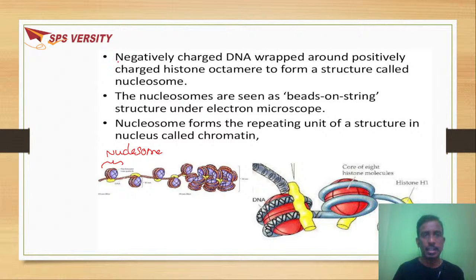The DNA is negatively charged. It wraps around the positively charged histone proteins to form a nucleosome, and nucleosomes look like beads on a string. The nucleosome forms the repeating unit of the structure of chromatin. This is the entire chromatin, where there are many repeating nucleosomes. Each one is one nucleosome. This is the H1 histone protein, this is DNA, this is the octamer. Like this, we can see the chromatin.